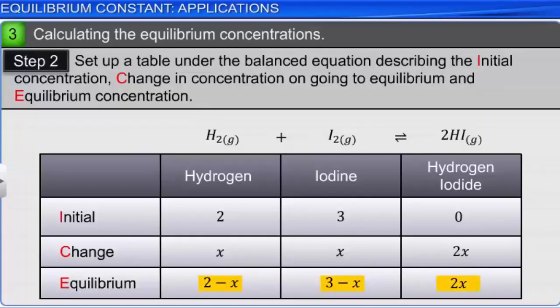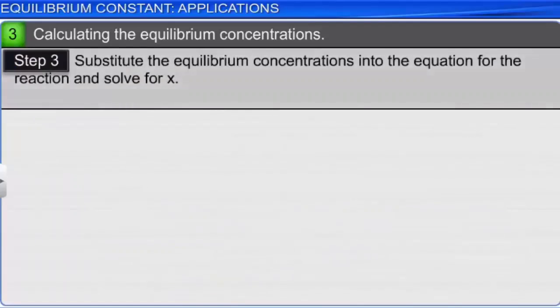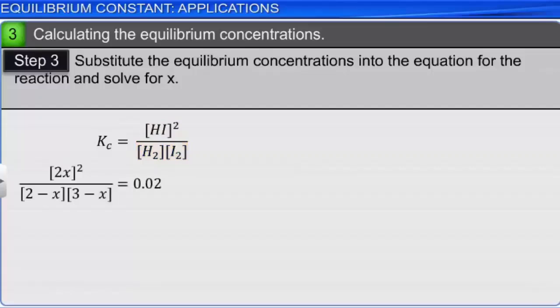In the third step, substitute the equilibrium concentrations in the equilibrium equation and solve for x. The equilibrium equation for the reaction is Kc is equal to concentration of hydrogen iodide raised to the power of 2 divided by the product of the concentrations of hydrogen and iodine. On substituting the equilibrium concentrations and the value of the equilibrium constant in the equation, we get (2x) squared divided by (2 minus x) multiplied by (3 minus x) is equal to 0.02.